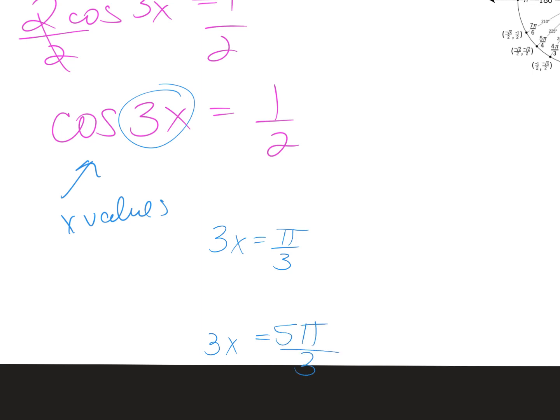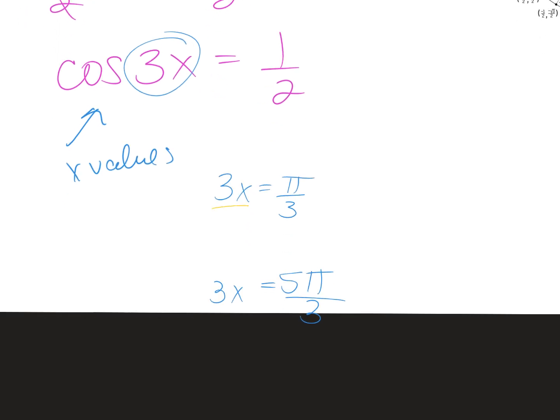I want to know what just plain old x equals. So what do I do? Yeah, just divide by 3. If I divide by 3 over 1, that's the same as timesing by 1/3. So here I get x equals pi over 9. Same thing here, divide by 3. So I'm going to times by 1/3. And I get x equals 5 pi over 9.